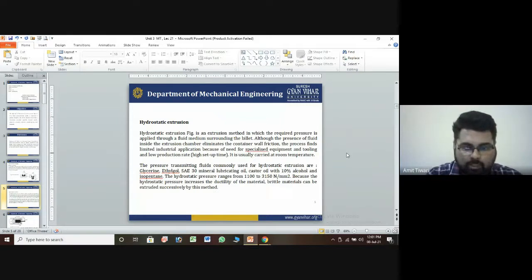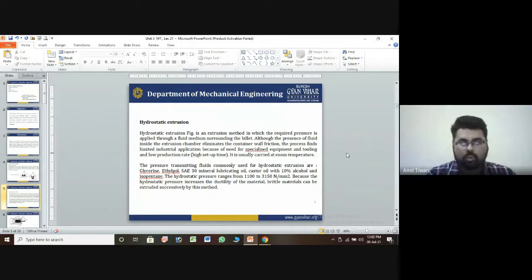The pressure transmission liquids or fluids commonly used for hydrostatic extrusion are glycerin, ethanol, SAE 30 mineral lubricating oil, castor oil with 10% alcohol, and isopropanol. The hydrostatic pressure ranges from 1100 to 3150 Newton per mm square. Because hydrostatic pressure increases the ductility of the material, brittle material can be extruded easily by this method.